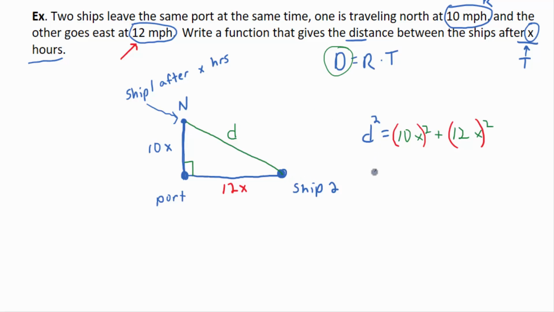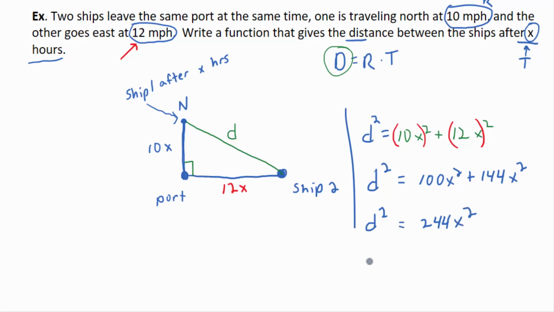Before we take the square root, can we simplify the right side? So what would 10x squared be, the whole thing squared? 100x squared. What would 12x squared be? 144x squared. So you add, those are like terms. What do you get when you add them together? 244x squared. And take the square root of both sides. Plus or minus? We're still talking distance here, so no plus or minus, not yet. So we get d is equal to the square root of 244x squared.